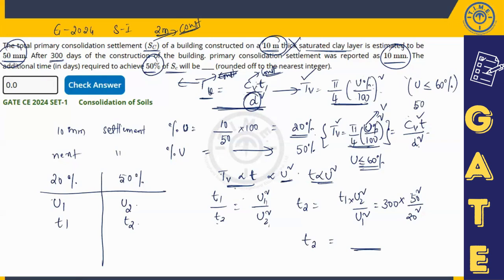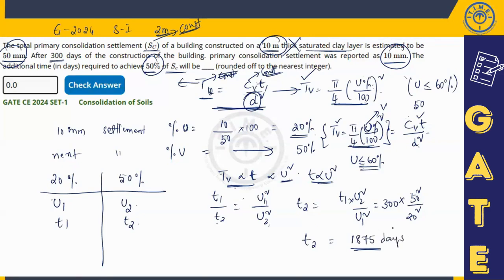What is the value of T2 from this? Please let me know. Very good, Ashika. Very good, Selvanayaki. 1875 days. Okay. We got 1875 days.